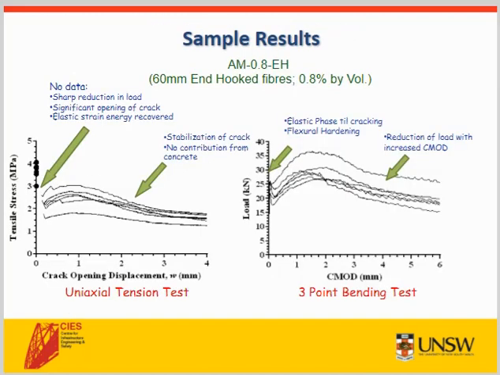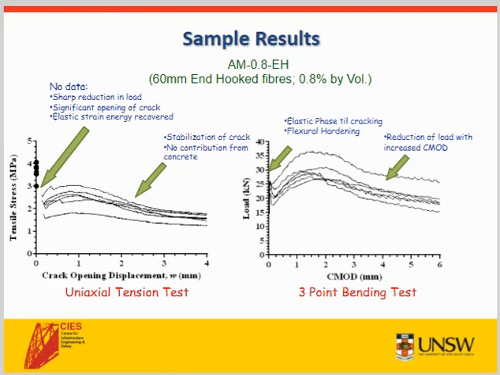In this slide, we have some sample test results of 60 millimeter end hooked fibres at a fibre dosage of about 65 kilograms per metre cubed. On the left, we have the uniaxial tension test results, and on the right, we have the 3-point notched prism bending test results. On the left, the black dots on the vertical axis represent the cracking strength of the concrete, and it's important to note that with the addition of fibres to concrete, the fibres have very little influence on the tensile strength of the concrete.